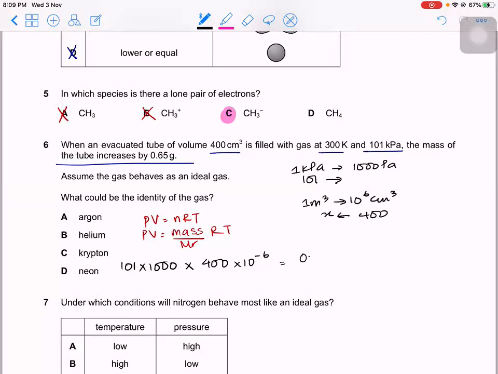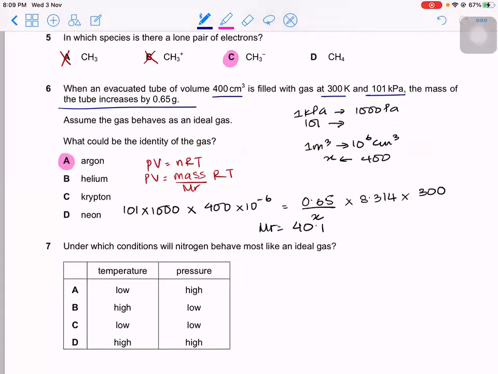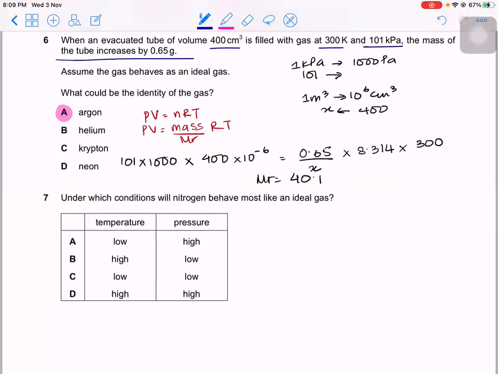Mass is given as 0.65. Mr, we don't know, and the value of R is 8.314. Temperature is given to you as 300 Kelvin. When you find the value of x, the value of x would be the Mr, which comes out to be 40.1. That would correspond to argon, which has an Mr of roughly 40, 39.9. So the answer therefore is A.